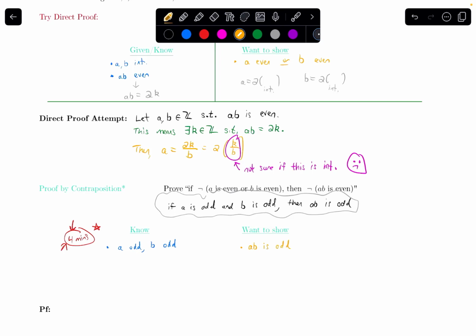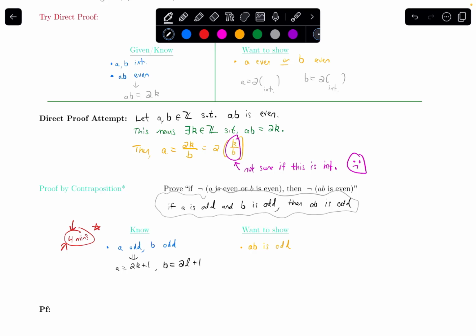So let's break this down a little bit more. If A is odd and B is odd, well, that means that A will be equal to 2k plus 1, where k is some integer. And same thing for B. B will be equal to 2 times, I don't want to use the same variable, because then I would be assuming it's the same for both A and B, which is not necessarily true. Maybe I'll call it L, 2 times L plus 1.